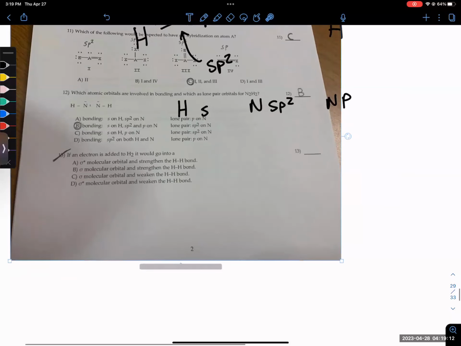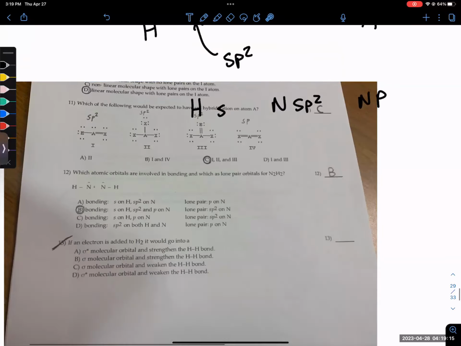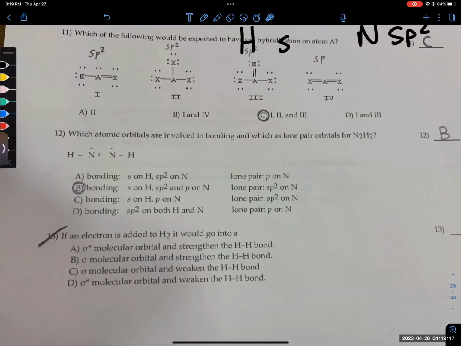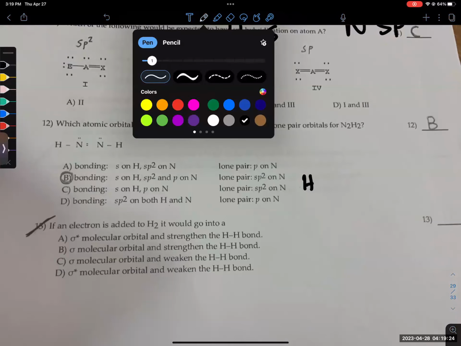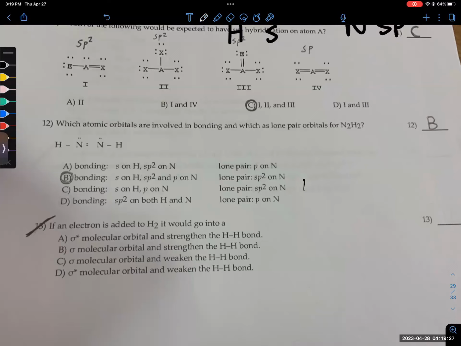So we're looking at question 12 here, and based on what we drew earlier. So that p comes from that pi bond from the double bond? Exactly, yeah. All right, so the p in answer choice B is coming from that pi bond right here, because we know that double bonds are composed of a sigma bond and a pi bond. So that's where the p is coming from.